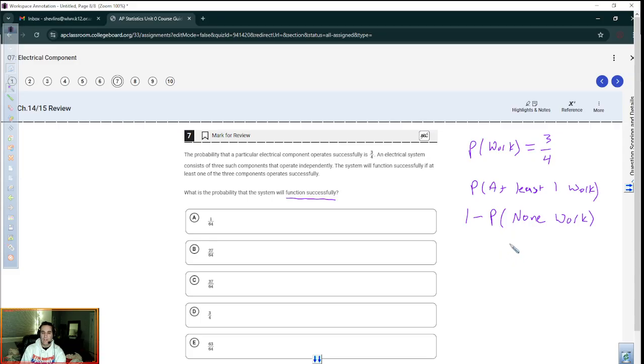So first one doesn't work, that's 1/4. Second one doesn't work, 1/4. Third one doesn't work, 1/4. There's the chance that all of them don't work. And then 1 minus that. Of course, they didn't do decimals. So 1/4, 1/4, 1/4. What is 4 to the third? 4 to the third is 64. Yes, I need a calculator to do that. So 1 over 64, 1 minus that. So common denominators, 64 over 64 minus 1 over 64. You should be looking for 63 over 64.